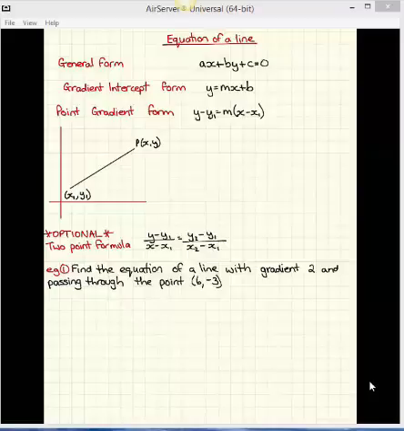So the gradient intercept we're already familiar with, and the next one that we're looking at is the point gradient form. So you've got that here, it's y minus y1 is equal to m outside of x minus x1. Where this comes from, I'm going to show you now, and it's really quite simple. It's just like working out the gradient. But when we were working out the gradient, what we had was the point x1, y1, x2, y2. So what you were working out was the gradient between these 2 points.